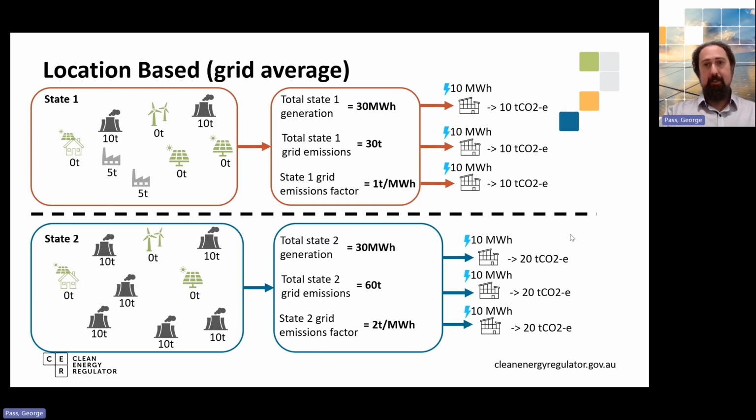Now take a second state where there are more coal generators with a higher emissions intensity, and overall they emit twice as much carbon as State 1. This means State 2's grid emissions factor is twice as high as State 1. So companies consuming electricity from the grid in State 2 report 2 tonnes of carbon dioxide equivalent for every megawatt hour consumed. Now, I will note that these numbers are for illustrative purposes only. 2 tonnes per megawatt hour is ridiculously high.